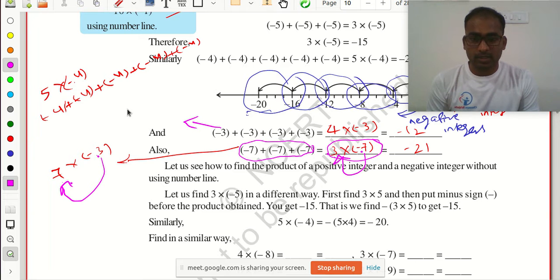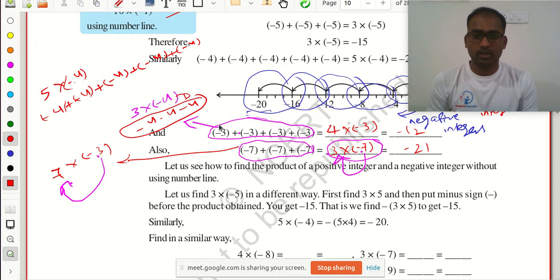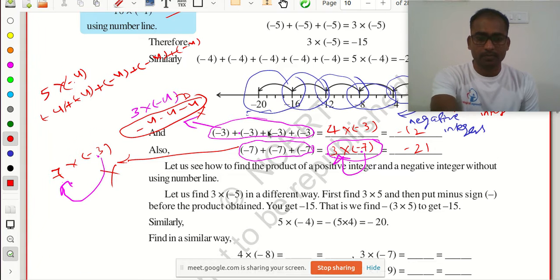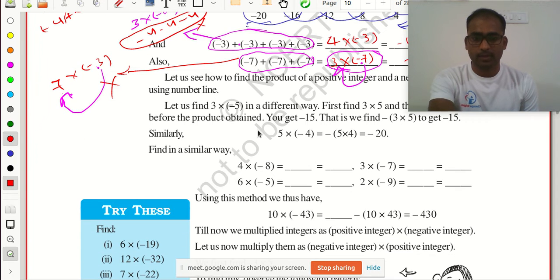Next, can I write this like this for this? No, sir. The reason is, see here, if I write this as minus 4, minus 4, minus 4, this is the way for this one. So this is wrong for this one, this is also wrong for this one, but this is the right representation for this. Clear na? Yes, sir.